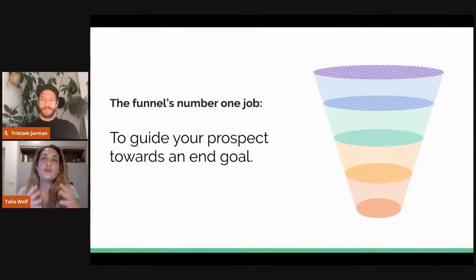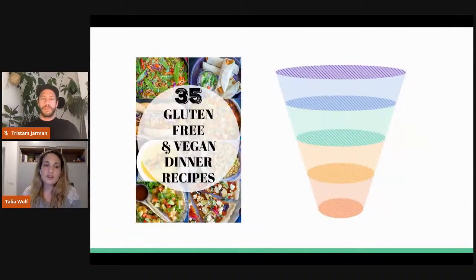So what you need is a funnel that will guide your prospect from that first interaction to the start of your relationship, and actually even further. Each part of your funnel is in charge of moving them closer to making a decision of choosing you over your competitors. So let me show you an example.